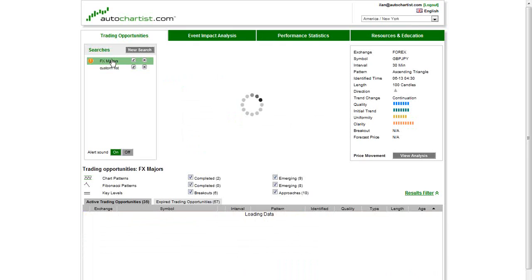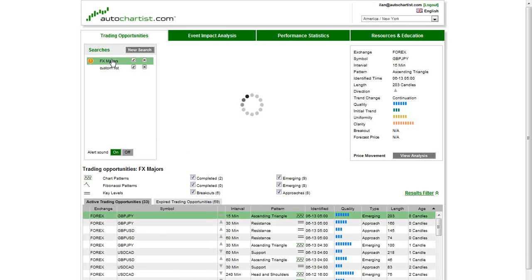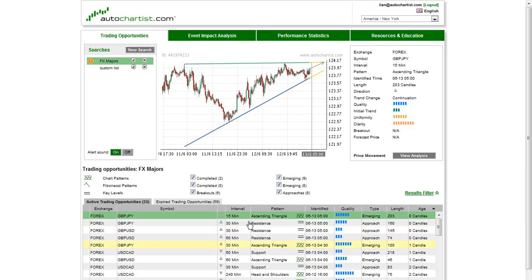But for now, I'm going to stick to the FX majors, but at least now you know that you can create a custom list of instruments. Now, what I'm going to show you is basically the fact that the results panel, right? The results panel is at the bottom. So now we've selected FX majors in the search panel, and now we have the results panel that has come up. The results panel is basically the list of trading opportunities that exist right now for the selected instruments.